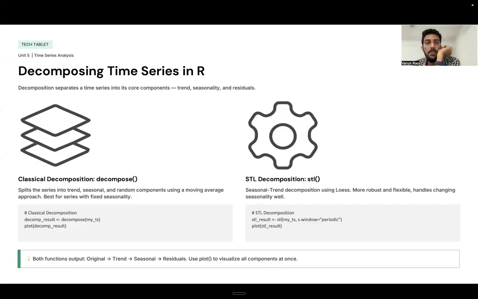Then we have decomposing time series in R. Now, what do we mean by decomposing? As you can see, it is a very simple way of separating trend, seasonality, and residual. Now, what is a trend? What is a seasonality? And what is a residual is something we have already seen. Now, we'll talk a bit about decomposition in itself. So there are two types of decomposition. The first one is classical decomposition, as you can see. The second one is STL, that is seasonal trend decomposition.